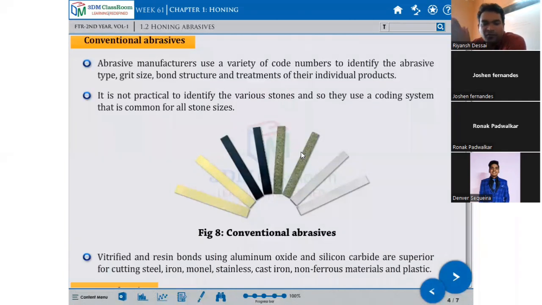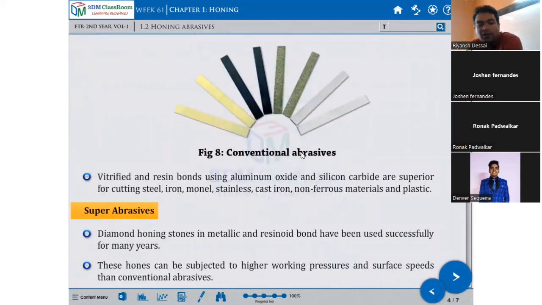The abrasive grade identified. So conventional abrasives, for example vitrified and resin bond using aluminum oxide and silicon carbide, are superior for cutting steel, iron, monel, stainless steel, cast iron, non-ferrous material, and plastic. So these are the standard types. Standard abrasive particles are aluminum oxide and silicon carbide. These are generally used the most for cutting steel, iron, monel steel, cast iron, non-ferrous metal, and plastic.